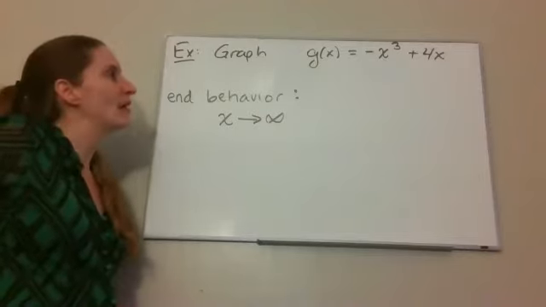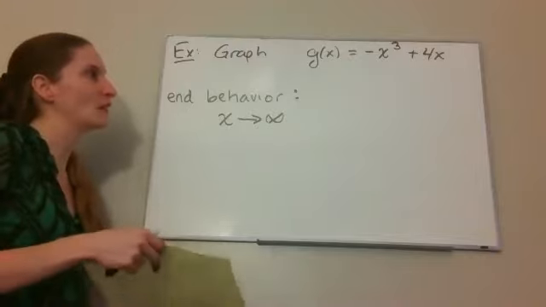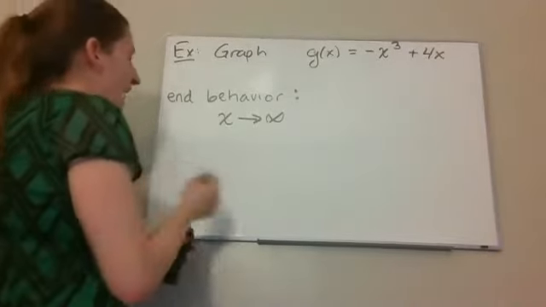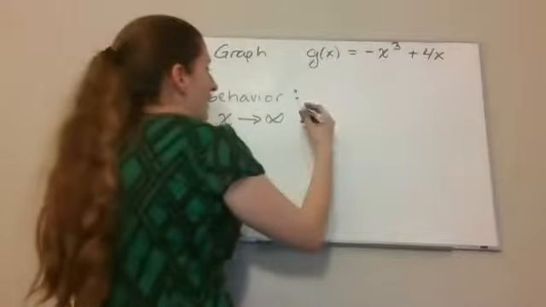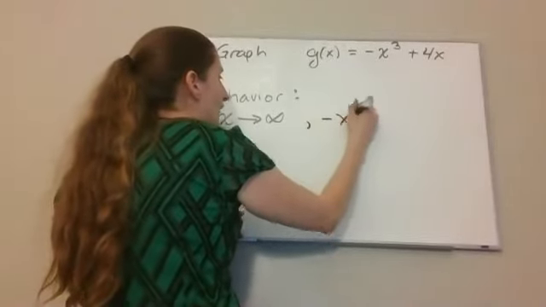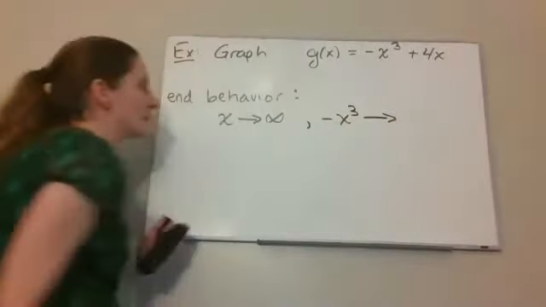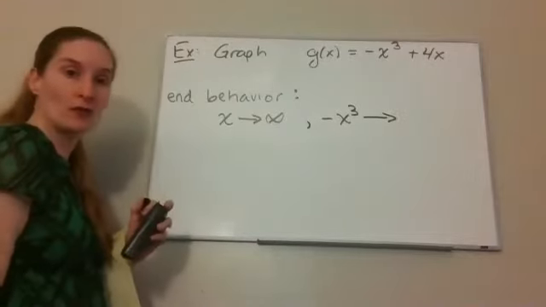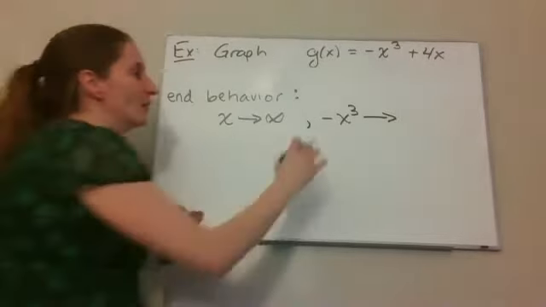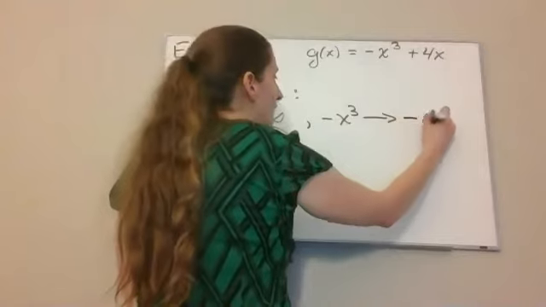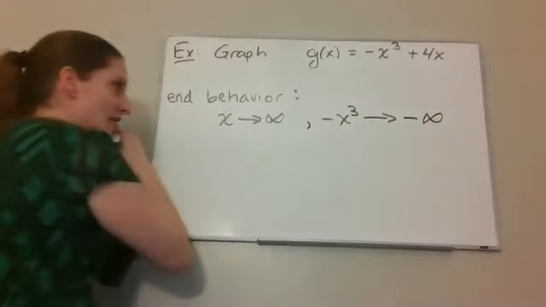So I have to see what happens to negative x to the third. As x goes to infinity, our negative x to the third, what happens to that? The x to the third would go to positive infinity, but then I have a negative in the front, so it goes to negative infinity.